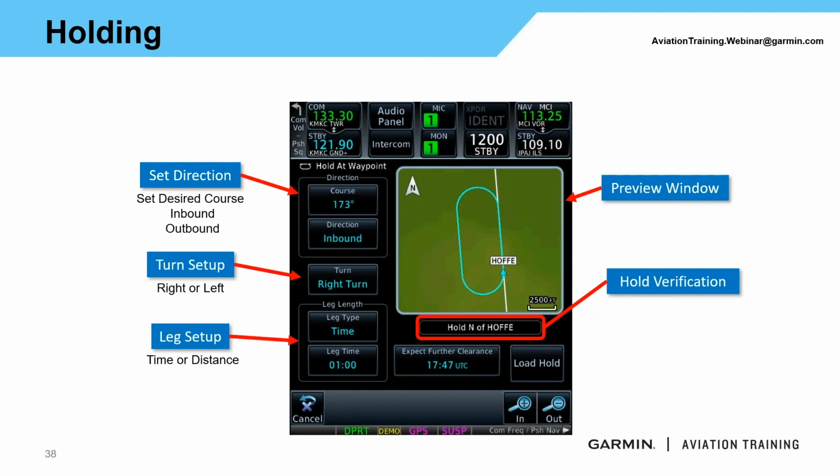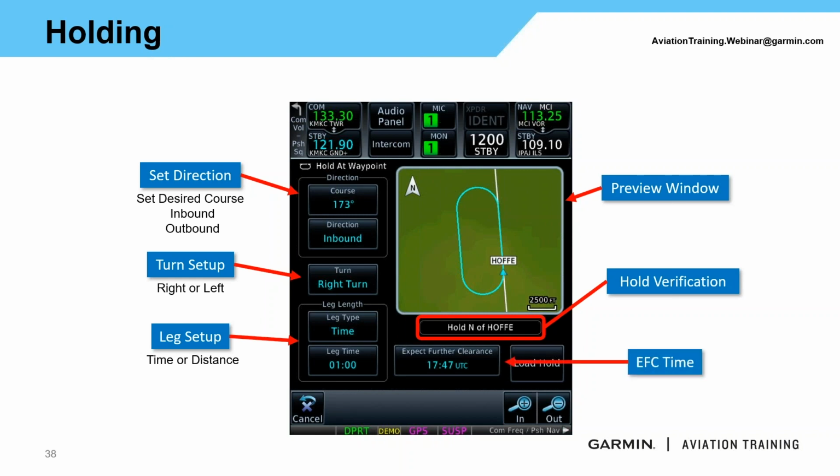And if it doesn't say that, that's my clue to go check my inputs to verify that this output is what I'm supposed to be seeing. So the preview window and the hold verification really should take the guesswork out of us putting in a wrong hold or not knowing if we're getting it correctly.